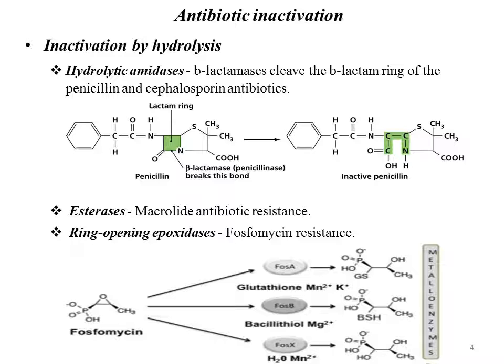The hydrolytic amidases, or beta-lactamases, cleave the beta-lactam ring of penicillin and cephalosporin antibiotics. The esterases are mainly associated with macrolide antibiotic resistance. The ring opening epoxidases are associated with fosfomycin resistance.